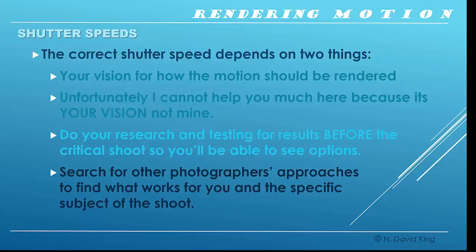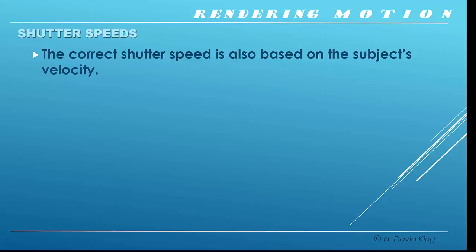What really appeals to you for different types of subjects. And then when you go out to do your testing, you'll have a goal to shoot for to see what you can determine. That shutter speed ultimately is also based on the subject's velocity. And what velocity are we talking about?